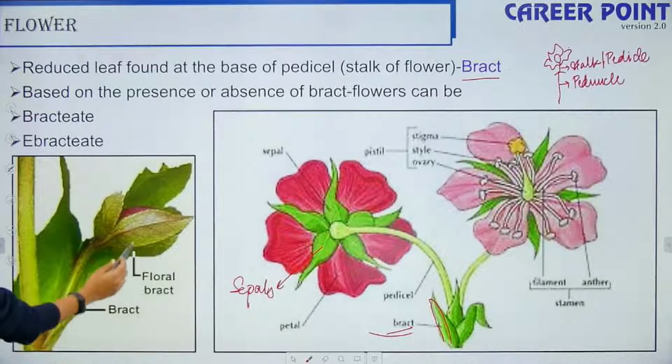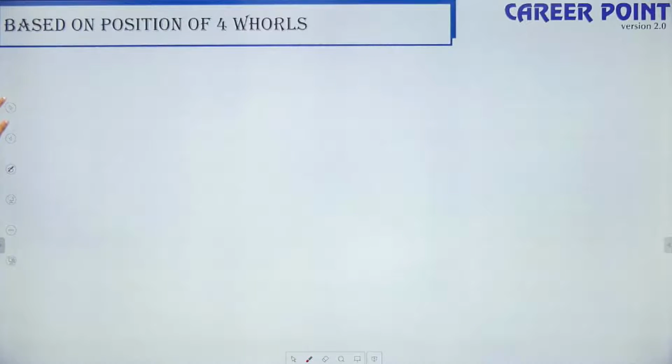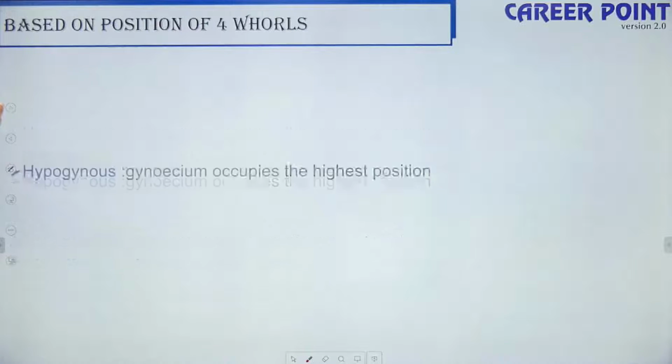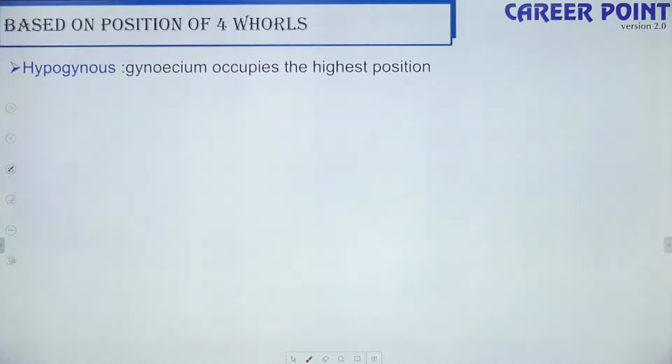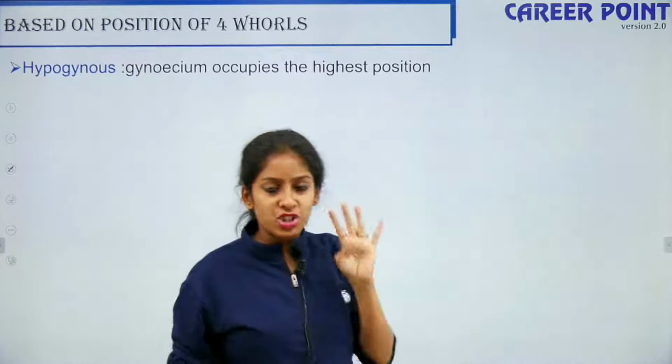So moving forward. The bract and the floral bract. So this is our original figure. The next one is based on the position of the four whorls, how flowers are classified. So hypogamous. You have four whorls, right? Calyx, corolla, androecium, gynoecium.